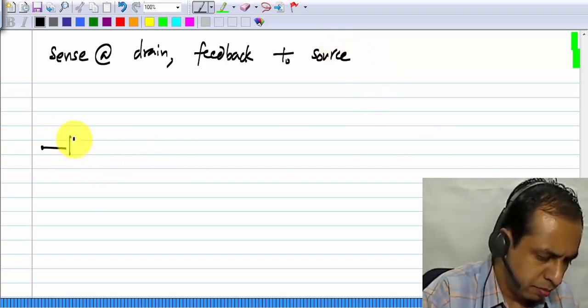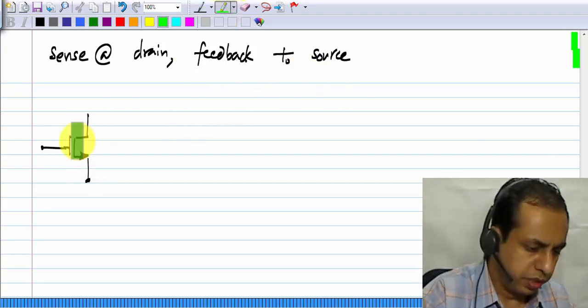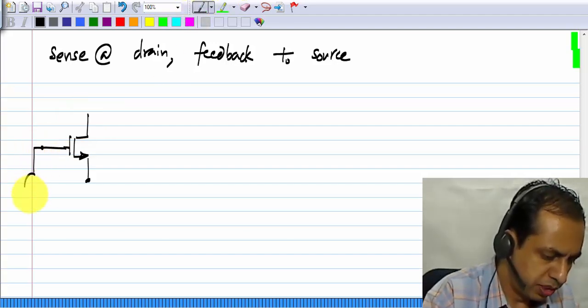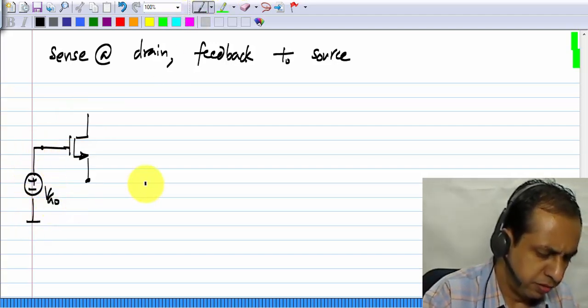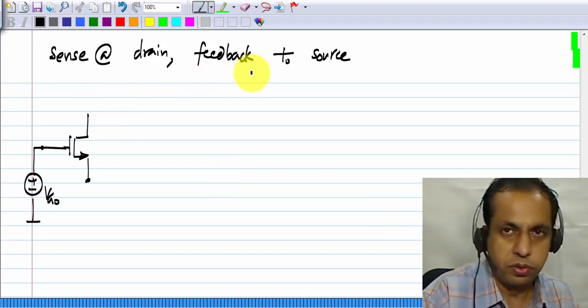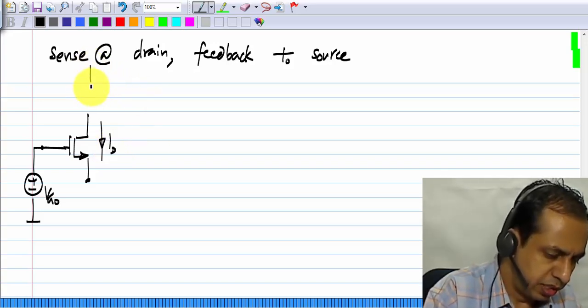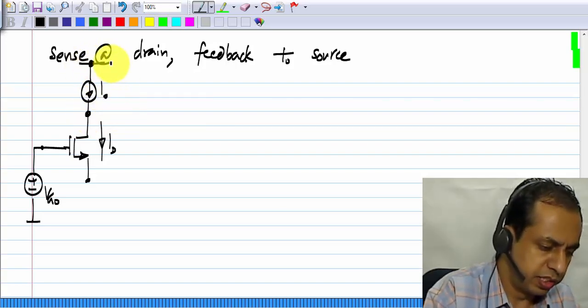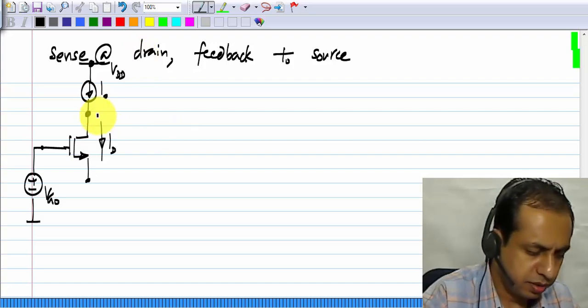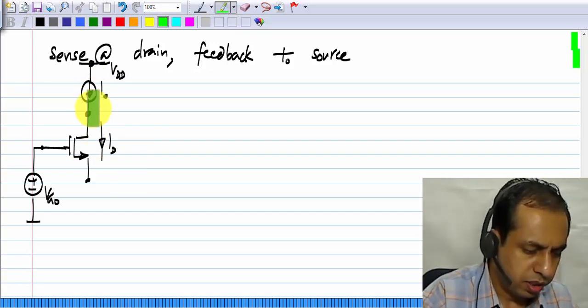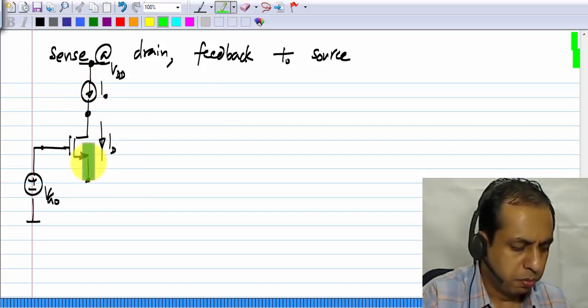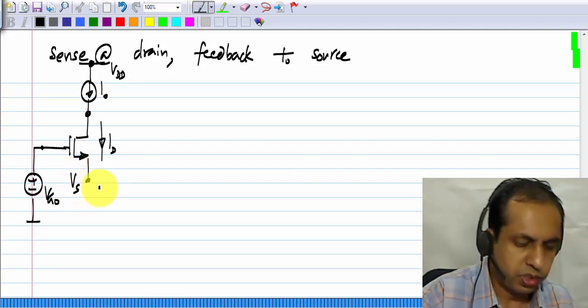So let's say we have the transistor, and because we are feeding back to the source terminal, we keep the gate at a fixed voltage VG0. Now we want to sense the current difference at the drain. So we have ID. To be able to sense the current difference, we connect a current source I0. This gets connected to the supply, some voltage, and now I'll come back to what happens to the drain node, but this is the source voltage Vs.